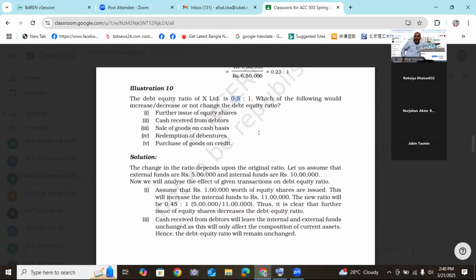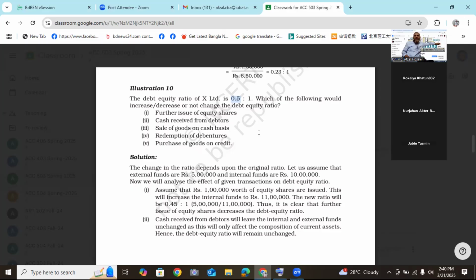Are you there? Nurzahan Akhtar and Jibin Tasmin, are you there? Yes sir, I'm here. Okay, I think your net has a problem. You have not connected effectively earlier. Yes sir, my net is very unstable. Okay, now is your net stable, has it been fixed? Okay sir, I'm trying.